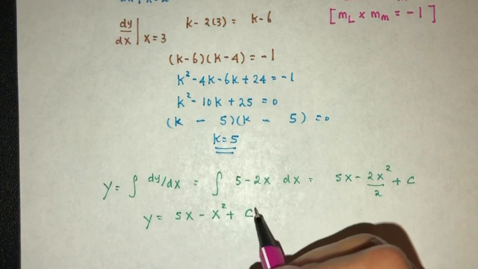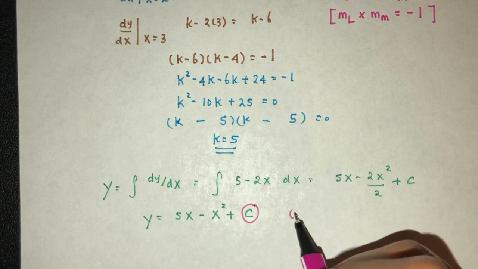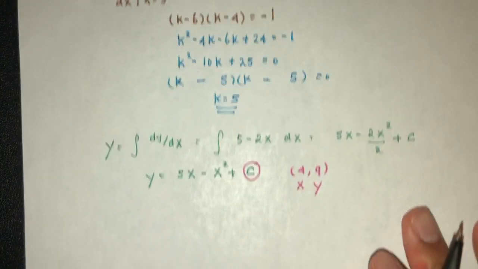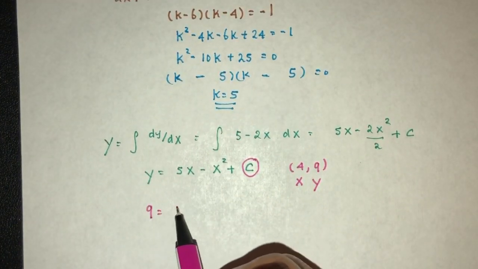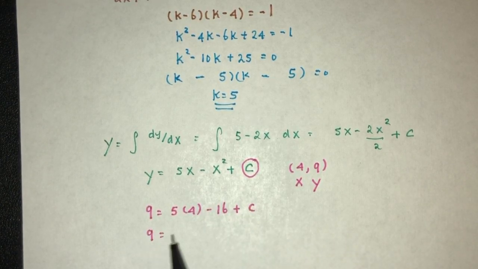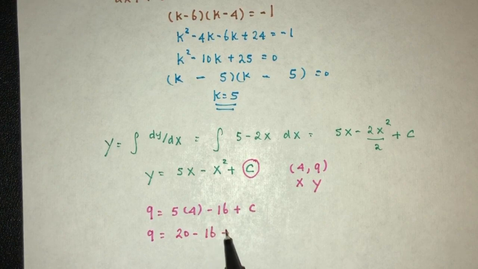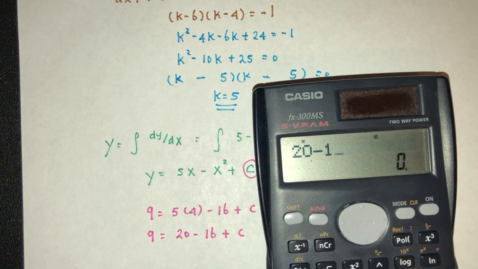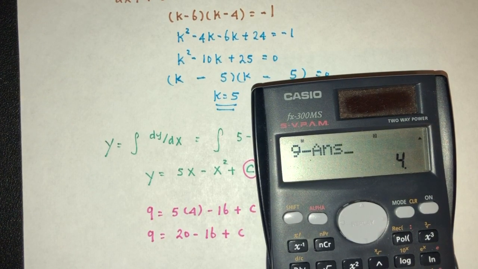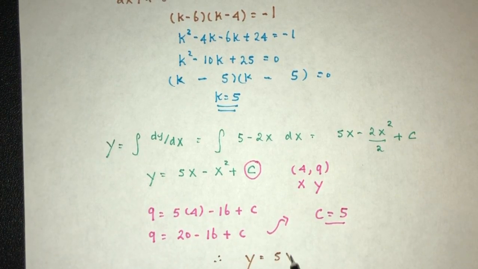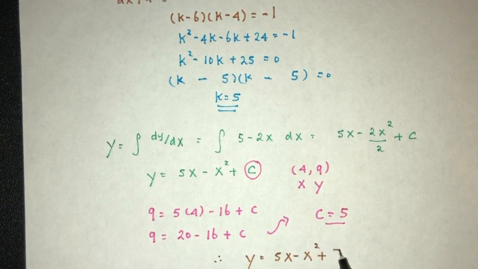Now c is a constant we need to find. The point here is 4, 9. This is my x value, my y value. Replace: y will be 9 and my x will be 4. So 9 equals 20 minus 16 plus c. From here we can realize c will be what? 20 minus 16 is 4. 9 minus 4 is 5. So c will be the value of 5. So finally the equation of y has to be 5x minus x squared plus 5.